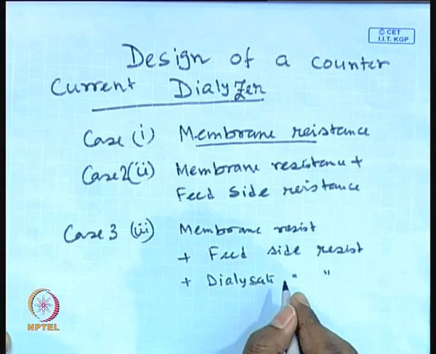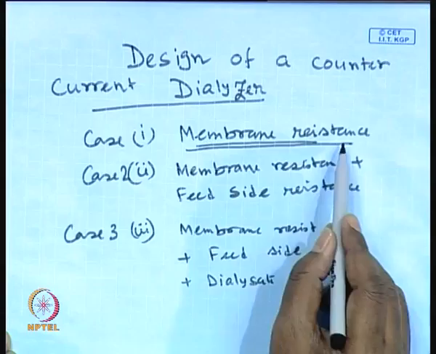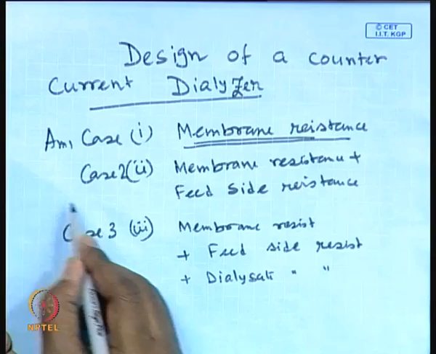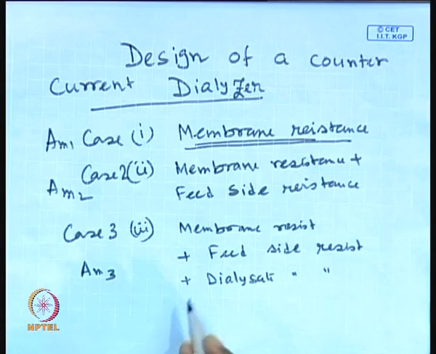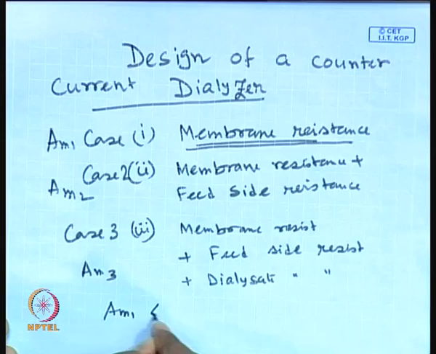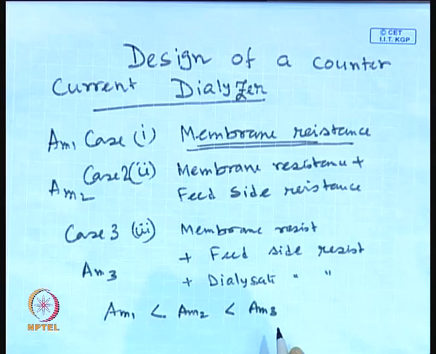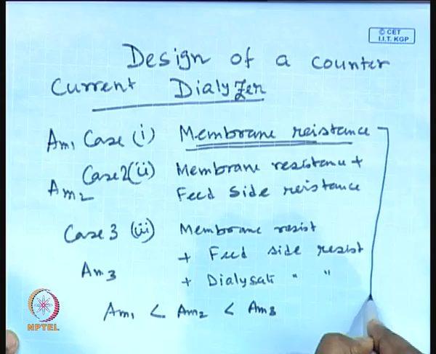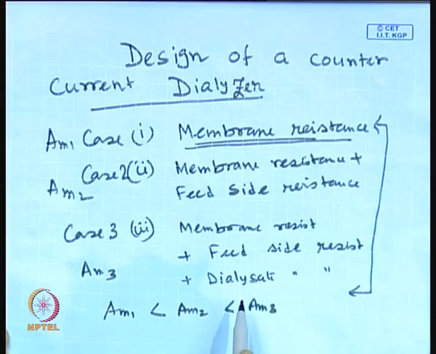The common sense says that if you include only the membrane resistance, the area that you are going to get will be the minimum. So, this is AM1, in this case this is AM2, and in this case this is AM3, the membrane area in the third case, and we are supposed to get AM1 less than AM2 less than AM3 in that order. Okay. Now, the order of magnitude of the area we will see later on. For an actual dialysis case, you should consider all three resistances intact, but what happens if you neglect one of them, if you neglect two of them, if you include all of them.